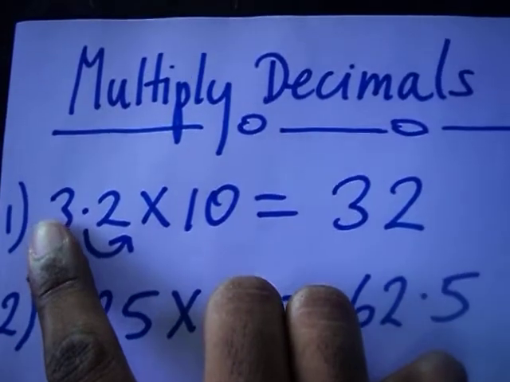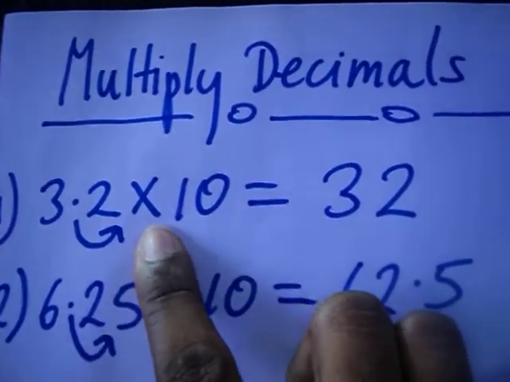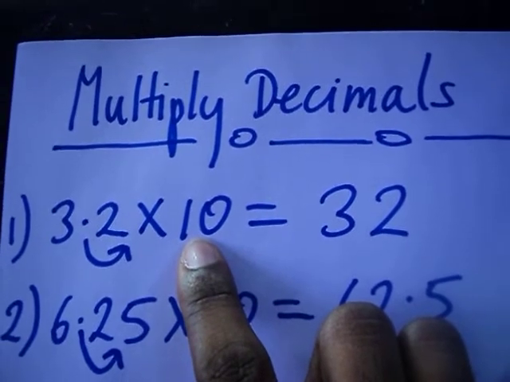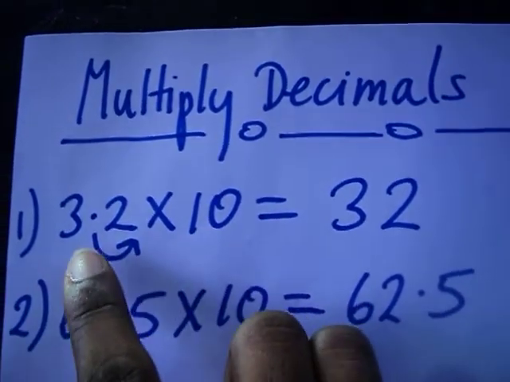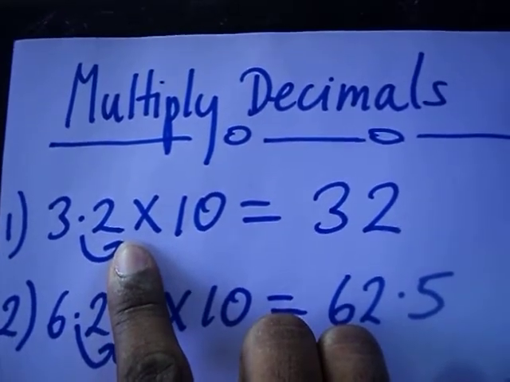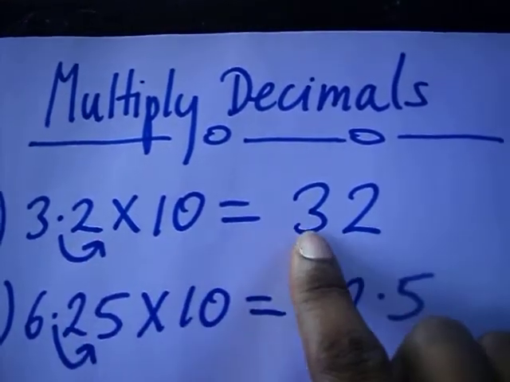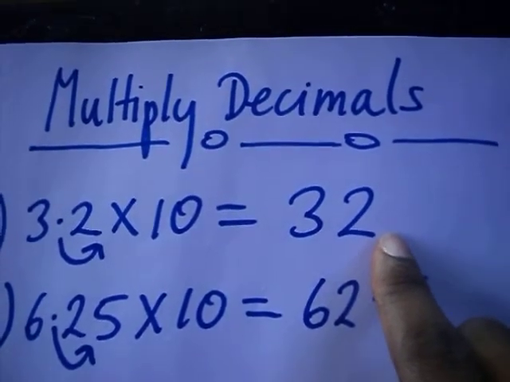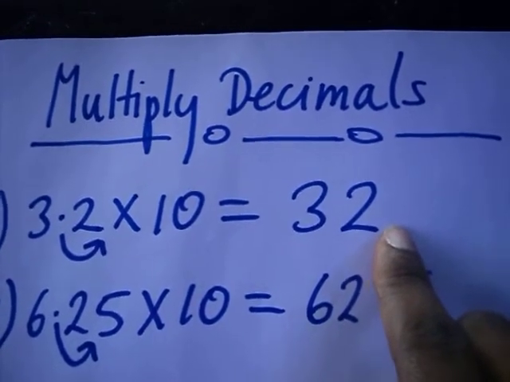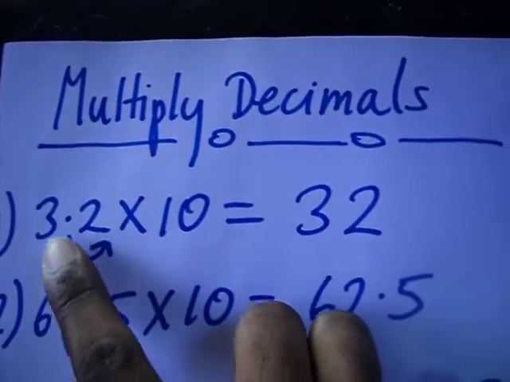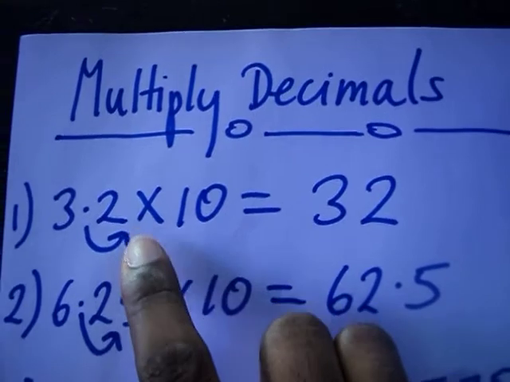3.2 multiplied by 10. When you multiply by 10, we shift the point once to the right. So you have 3.2, we shift it once here. Okay, so 3.2 becomes now 32. It was there, and you shift it once, it now becomes 32. When you multiply by 10, you shift the point once to the right.